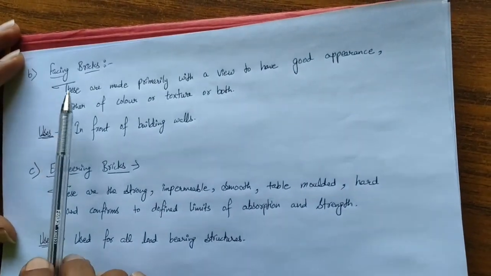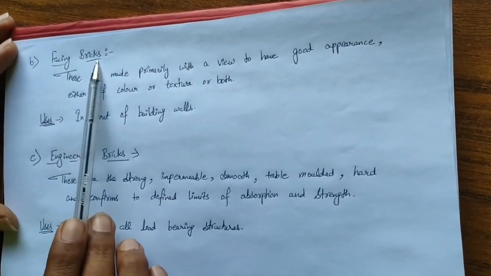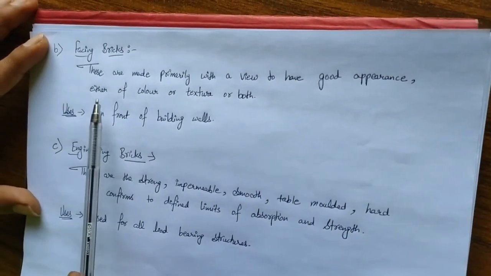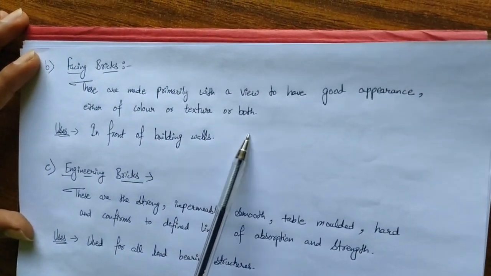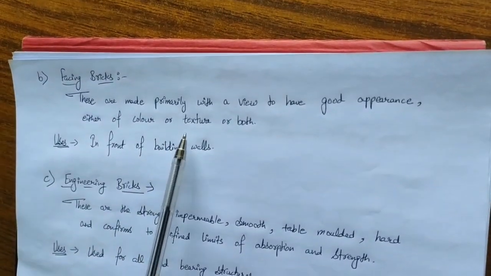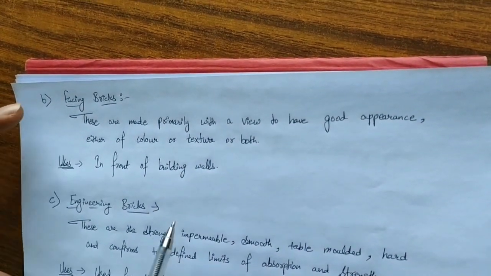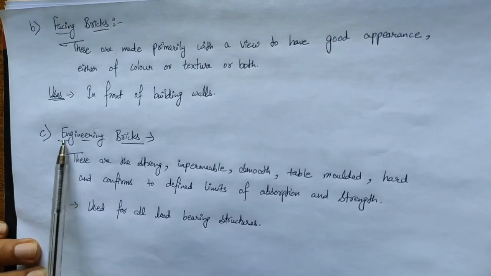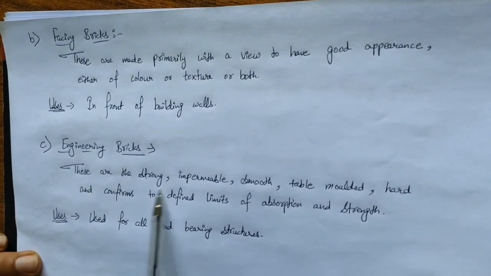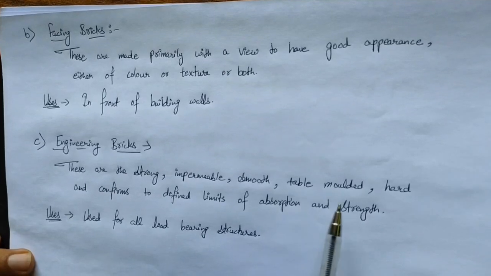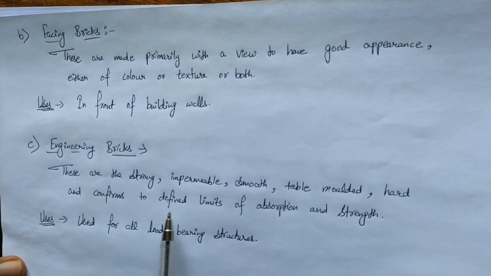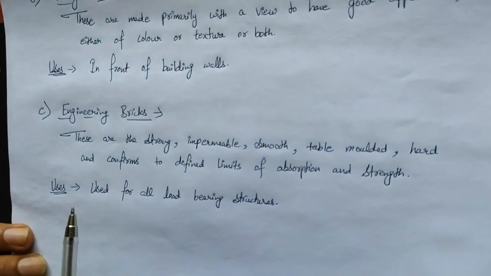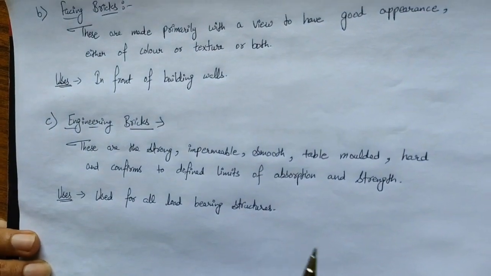After common bricks, the second classification is facing bricks. These bricks are made primarily with a view to have good appearance, either of color or texture or both. So these bricks are used for the front view where the appearance matters, like in front of building walls, etc. Next is engineering bricks. These are strong, impermeable, smooth, table molded, hard, and conform to defined limits of absorption and strength. So these bricks are used for all load bearing structures.